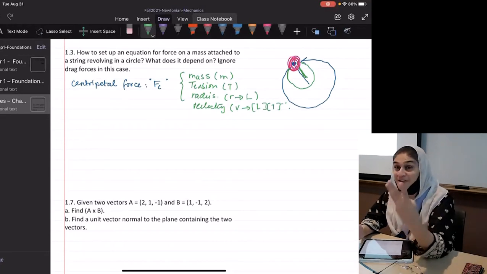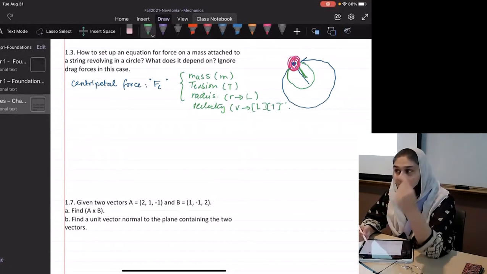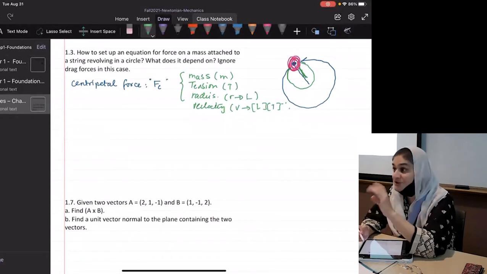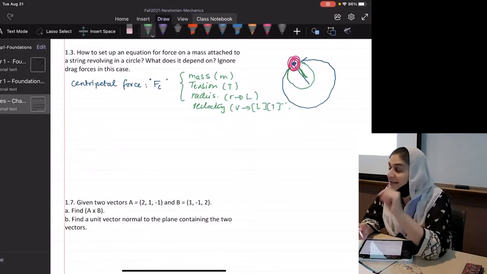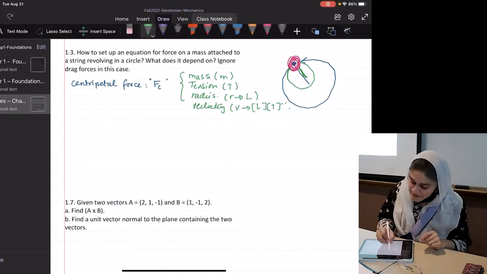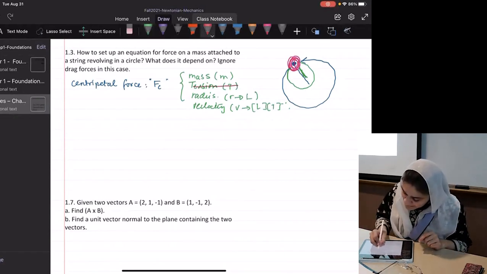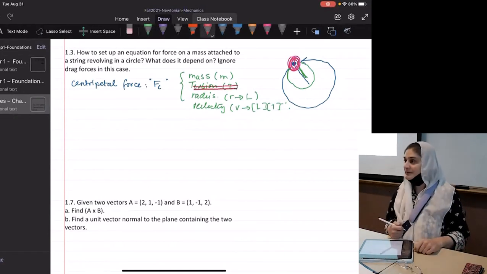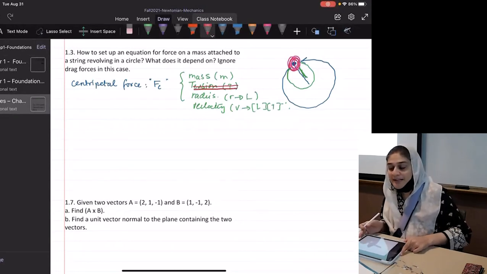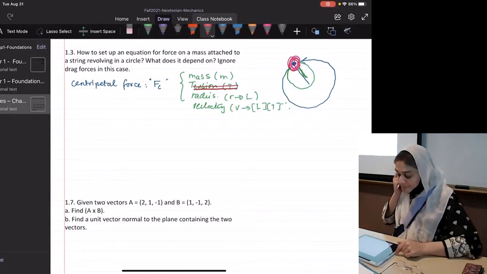It's not one of those three things. So we automatically know that I agree with you. Tension should play a role, but not in dimensional analysis. Okay, so I'm just going to say that one goes away. We're left with these three. Now let's see how they are related.